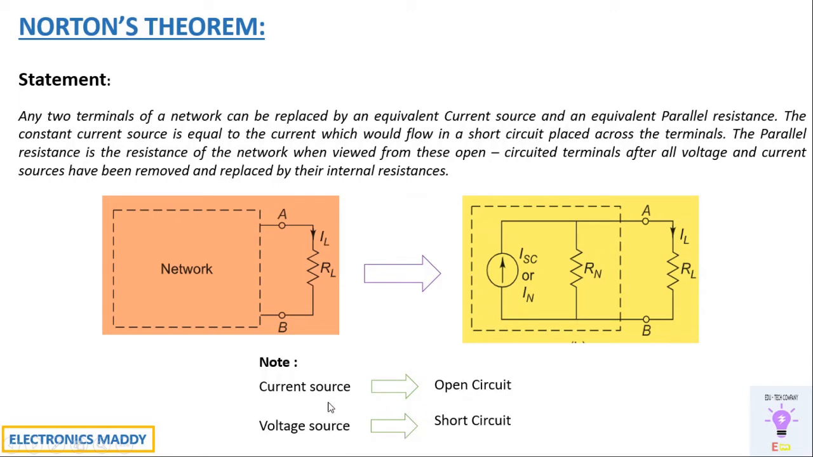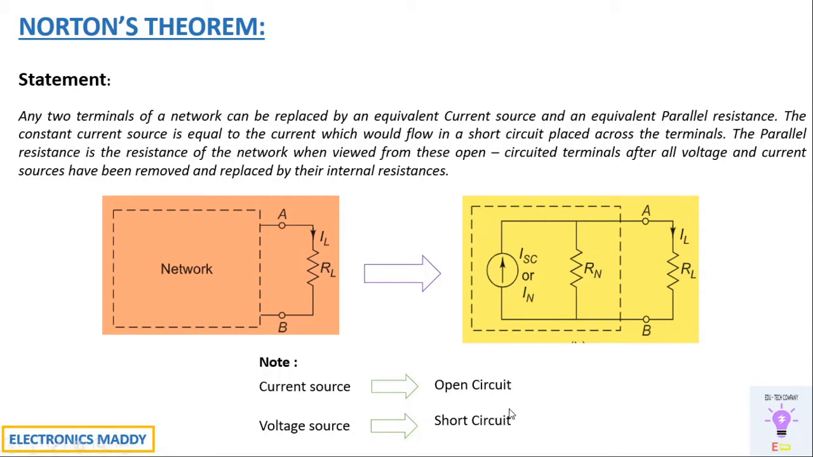So why is it that the current source is open circuited and the voltage source is short circuited? The reason is very simple. The internal resistance offered by a practical voltage source is very small, of the order of a few ohms. So in ideal conditions, we can assume it to be zero. So it's assumed to be a short circuit. And in the case of a current source, the ideal internal resistance is infinity. So we'll be representing it with an open circuit.